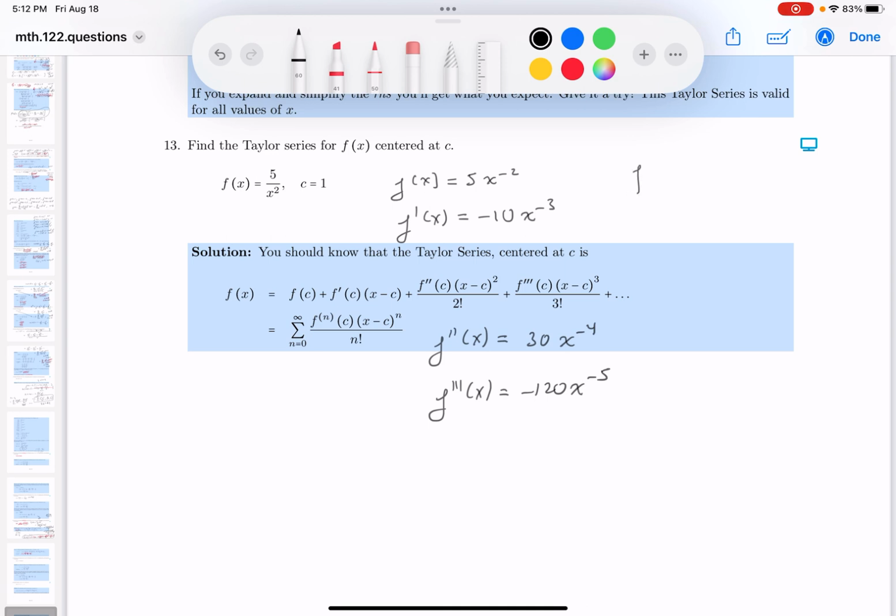So what's f of 1? It's just simply 5. What's f prime of 1? It's just minus 10. What's f double prime of 1? It's going to be 30. What's f triple prime of 1? It's minus 120.